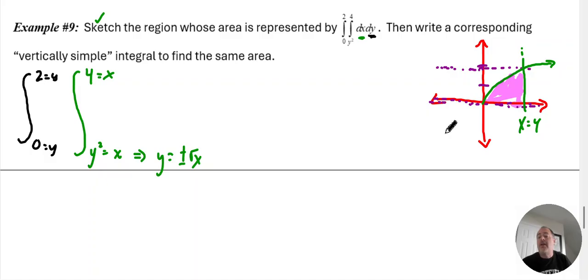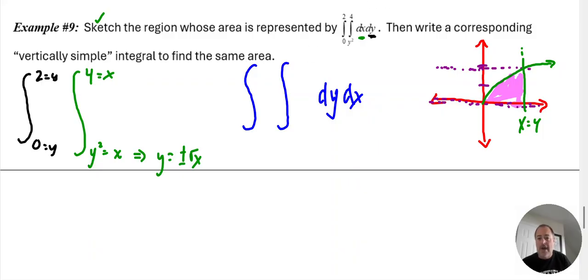Another thing they want us to do here is sketch this thing in another way. What they want us to do is the same thing, but now instead of dx dy, we want to do dy dx. So we want our constants for x to be on the outside, and we want our functions with respect to y right here. I hope that makes sense.